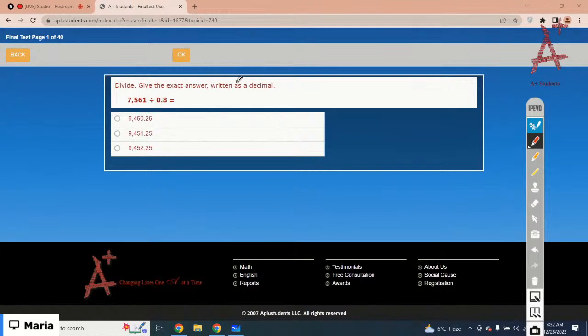So you have to move the decimal point one place, right? But you don't have any other digit to move. So you have to add a zero to make it 75610, and you have to divide it by 8 now. Got it? So you can just calculate the value. I'm using the calculator. You have to divide.